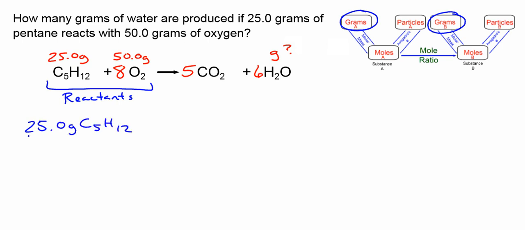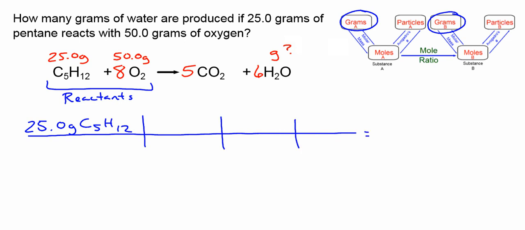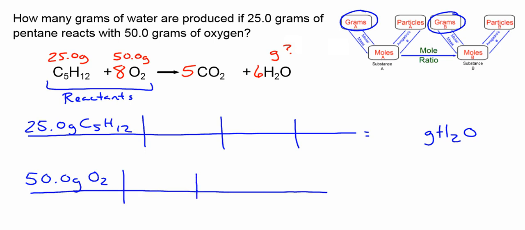So grams to grams is 3 steps. So I'm going to set up the framework. It's grams of water, and then I'm going to do it again with my oxygen. Be very organized. Let the units be your guide. So right away, this is grams of C5H12. Where do grams come from? Grams come from the periodic table.